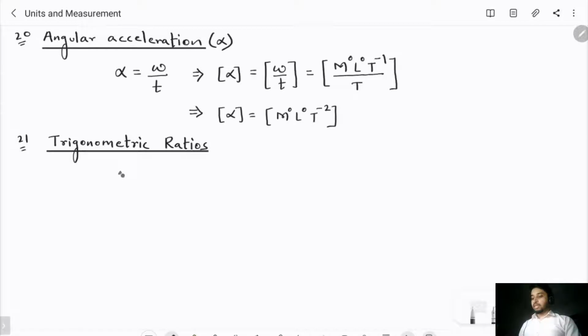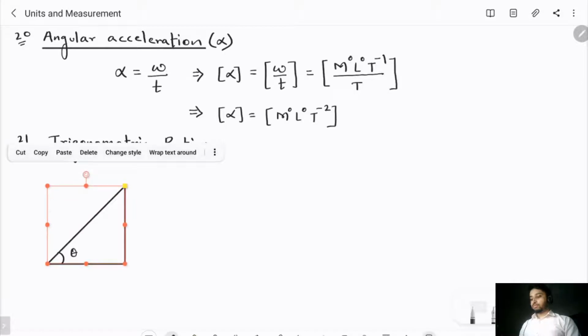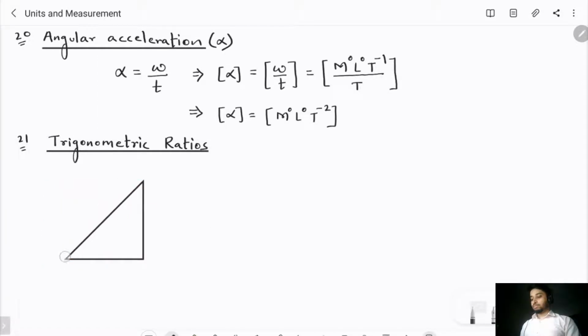So if you take a right angle triangle, if this angle is theta, then this will be the perpendicular, this will be the base, this is the 90° here, and this will be the hypotenuse. So the different trigonometric ratios that we have, like sine theta.